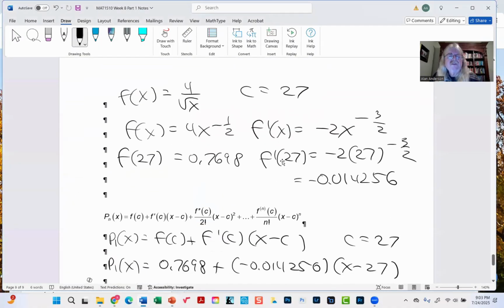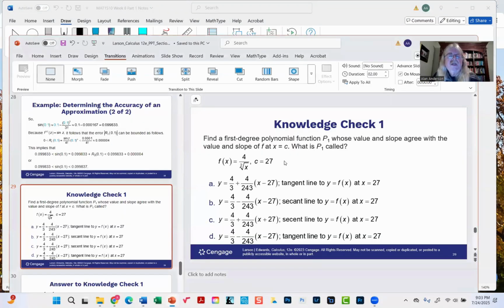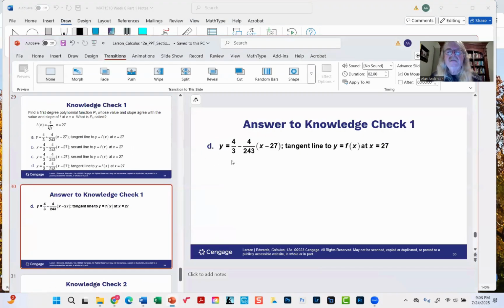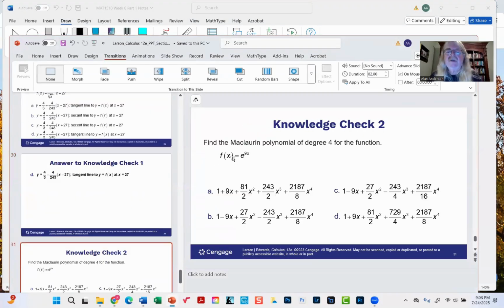Based on this polynomial, the first term is f of c, which is f of 27. So if you take 4 divided by the square root of 27, that is no way 4/3. I don't know what happened here. There's something not right with this question, so let's just go on to the next one. Yeah, I mean, it's pretty straightforward. That's clearly not right. Yeah, I don't know how they got that.